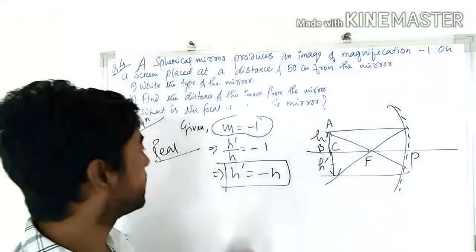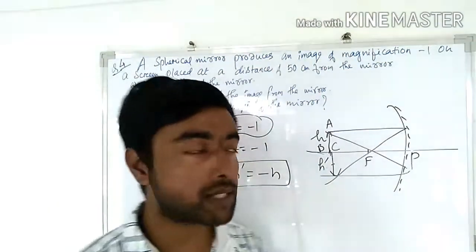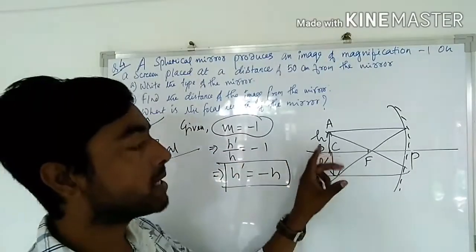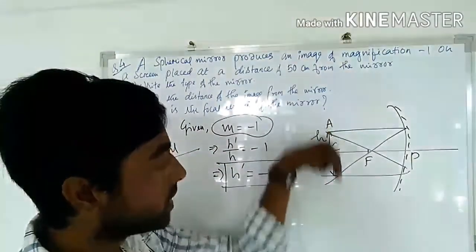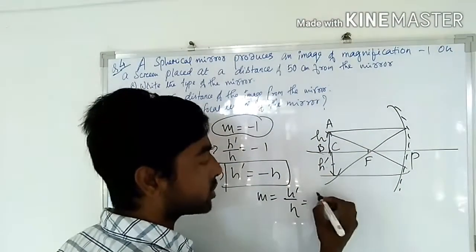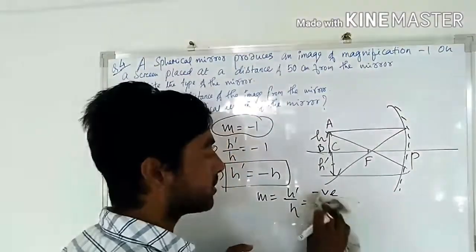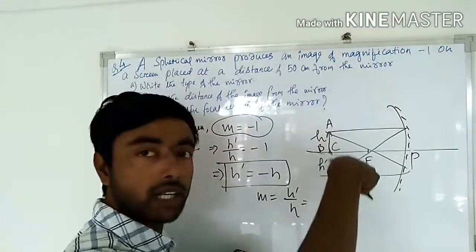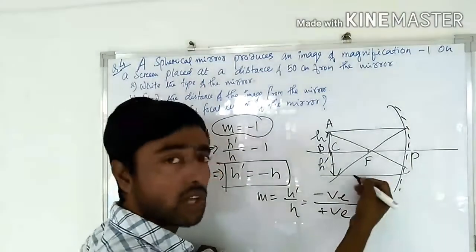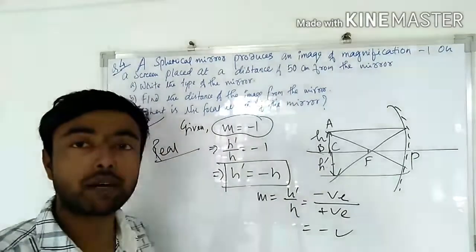One more thing you remember: in case of a real image, the magnification is always negative. Why? Because in case of a real image, the image is inverted. Clear? As the image is inverted, in m equal to h dash by h, the h dash value will be coming negative because the image is inverted. Negative divided by h, which is always positive, so any value you put here, minus divided by plus, will be negative. That's why magnification becomes negative.